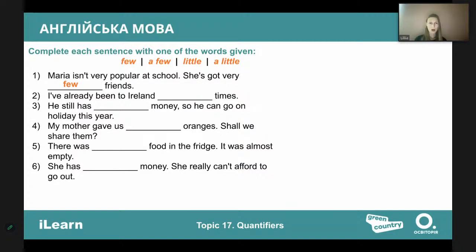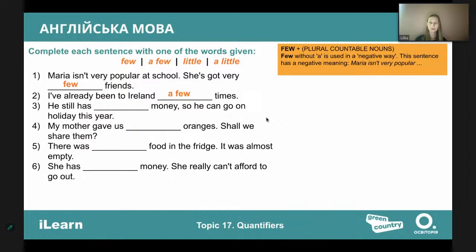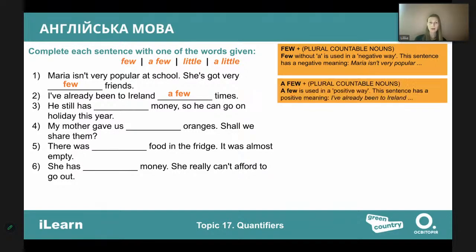Number 2, I've already been to Ireland. Number 2, a few times. Yes, exactly. So it's a positive context, like it's good that you traveled there. A few times, декілька разів. Nice. Number 3, he still has money, so he can go on holiday this year. A little, трохи, he can go, so it's a positive meaning there, right?